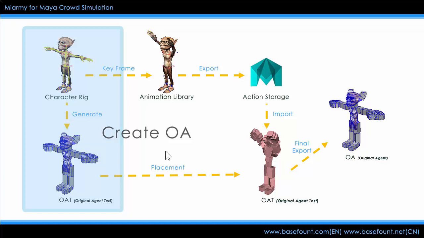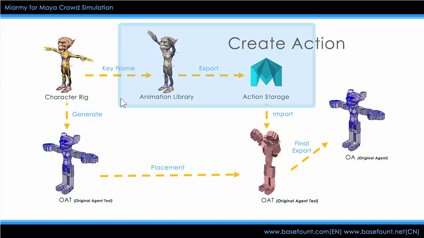Hi, in the previous videos, video 1 and 2, we introduced how to convert our character rig to the origin agent. And in this video, we are going to introduce how to convert the keyframe animation to the animation file, to the actions. And then we can combine the actions to the origin agent task and make our agents playback animations with some of the logic sentence.